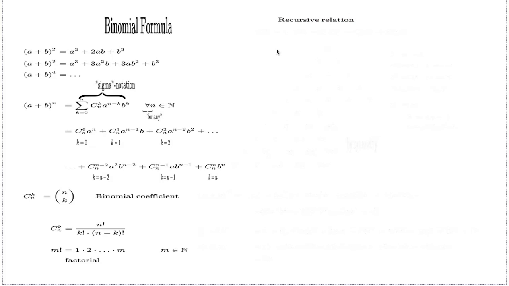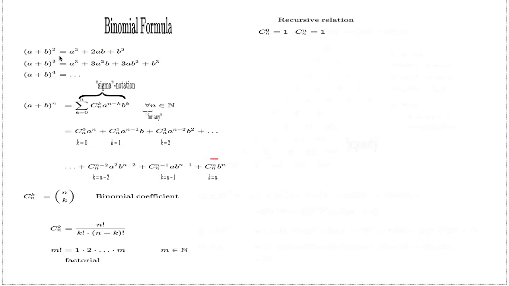The recursive relation for the binomial coefficients is these three identities. The first one says that the binomial coefficient with the index 0 is always 1, which to us means that this coefficient is always 1. The second part of the recursive relation is that C(n, n) is equal to 1, which means that this coefficient is always 1. That's something quite expectable.